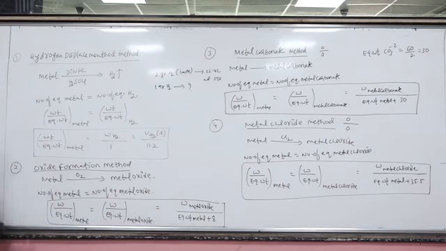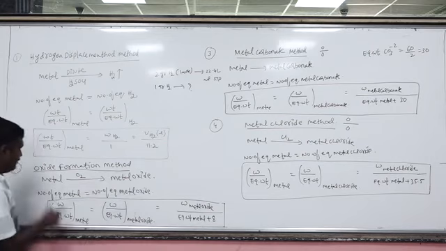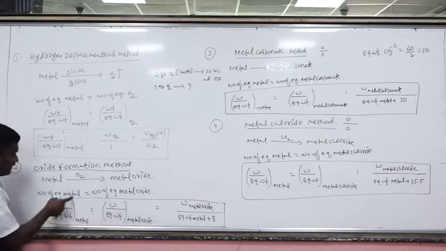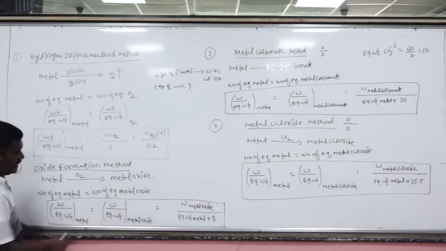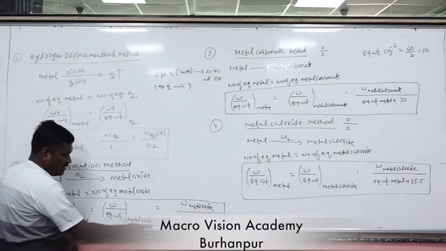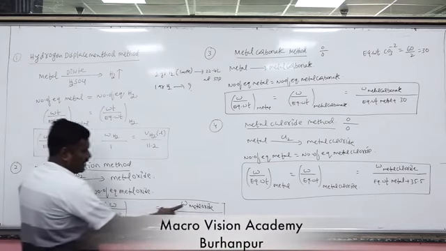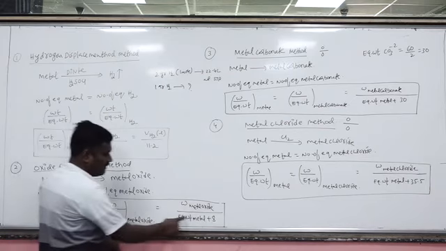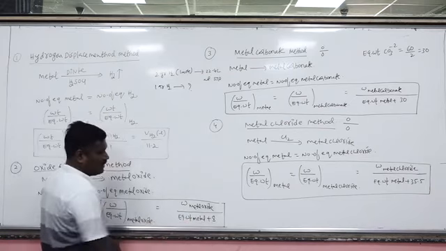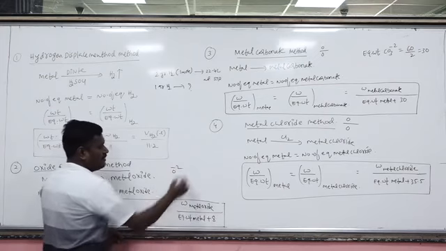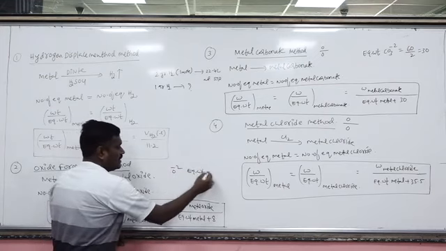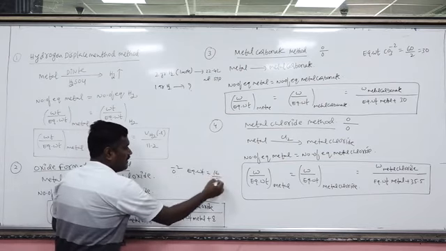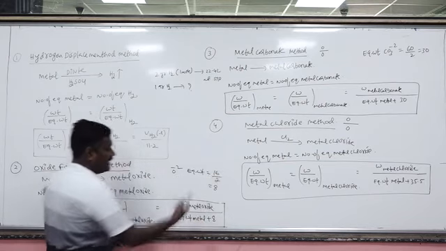Second method, oxide formation from the metal. When a metal undergoes combustion to give a metal oxide, same formula: number of equivalents of metal equals number of equivalents of metal oxide. Number of equivalents is weight upon equivalent weight. Weight of the metal oxide divided by equivalent weight of metal oxide, and we can write equivalent weight of metal oxide as equivalent weight of metal plus equivalent weight of oxide. What is the oxide? O minus 2. What is the equivalent weight of oxide ion? That is 16 by 2, which is 8. So that's why I am writing 8 here.